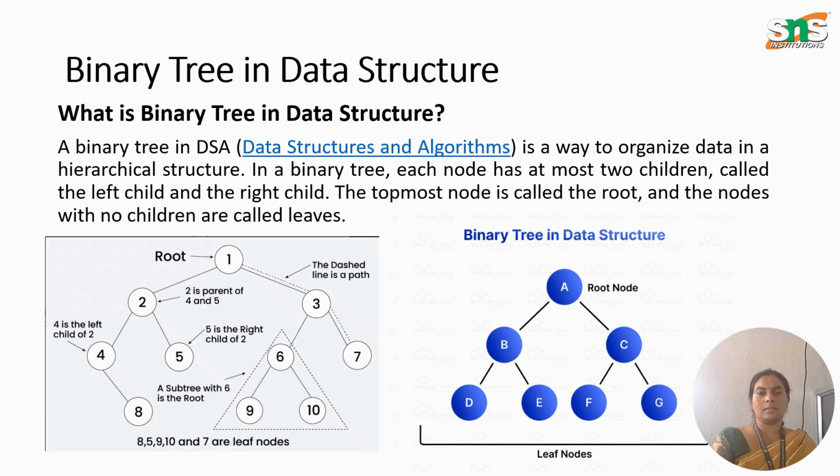In this diagram, it is clearly explained: the topmost node, denoted as A, is the root node. B and C are the left child and the right child, and B bearing D and E, and C bearing F and G, are the leaf nodes. It is called a leaf node because there are no further child nodes present for the node. So this is all about a binary tree.